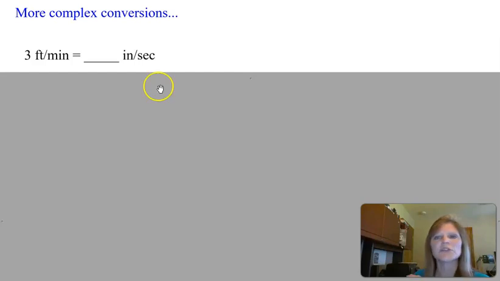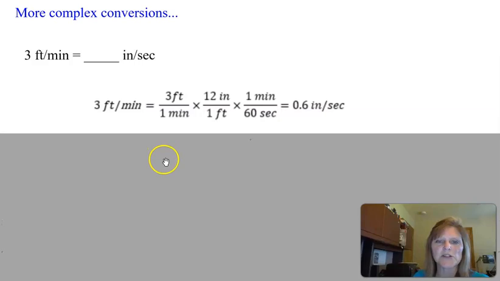So we're going to do it just like we've done the others, but we have to keep track of a few more labels, right? So the way you would start out is say 3 feet per minute means 3 feet over 1 minute. That's what that means. So we just rewrite it as a fraction. So now we know we want to get rid of feet and turn it into inches. So we use the factor that 12 inches is the same as a foot. Okay, so now the feet go away.